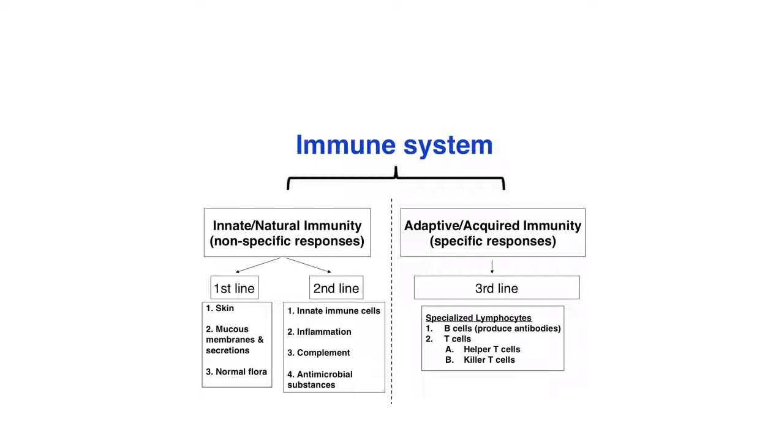And then there is a third line of defense. And you see it's a different rectangle, and it says adaptive or acquired immunity or specific responses. That includes, it says, specialized lymphocytes. Lymphocytes are actually the main players in this game of adaptive or acquired immunity or specific responses. They are specialized. Each lymphocyte has its own favorite or unfavorite, whatever you call it, selected foreign intruder called an antigen.